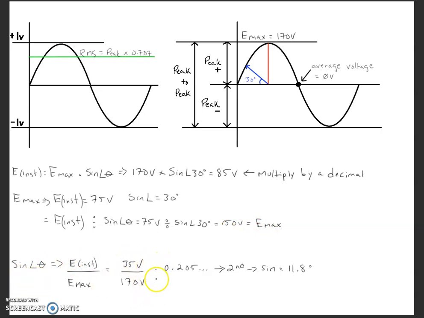And so for the sine of the angle, we had 35 volts as our instantaneous, and we had 170 as our max. There's only one way to get a decimal: 35 over 170, 0.205, and so on. Second function, sine equals 11.8 degrees. What that's saying is, if we have a peak of 170 and a point of 35 volts, what angle was that? Well, to achieve 35 volts, the angle was sitting somewhere around 11 degrees. You're looking at that kind of voltage.